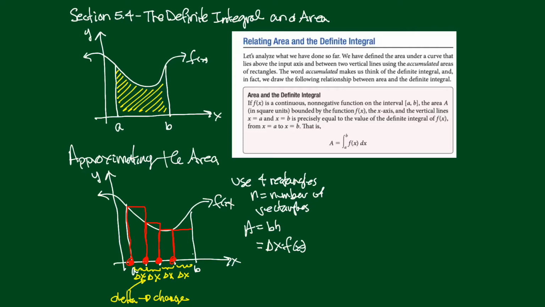I'm going to call this left endpoint x sub 0. That's going to be x sub 0. This one's going to be x sub 1. This is x sub 2. That's x sub 3. And this one here is x sub 4.